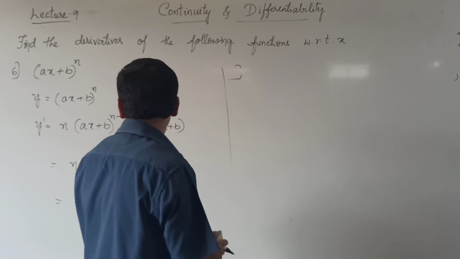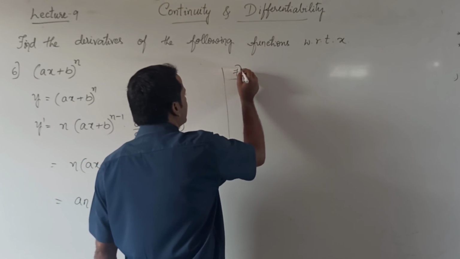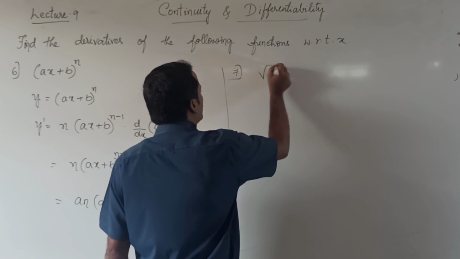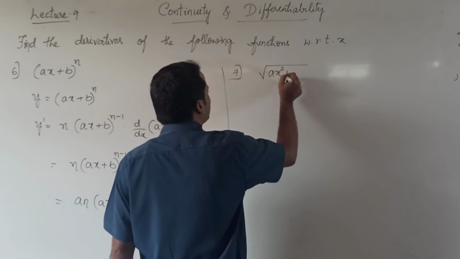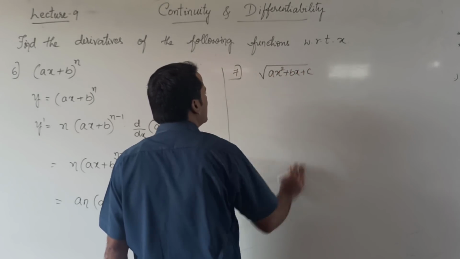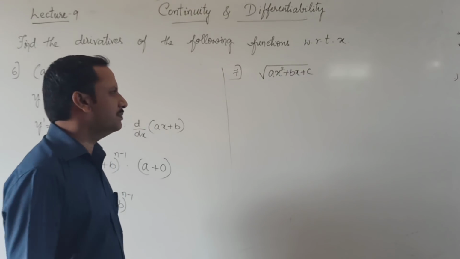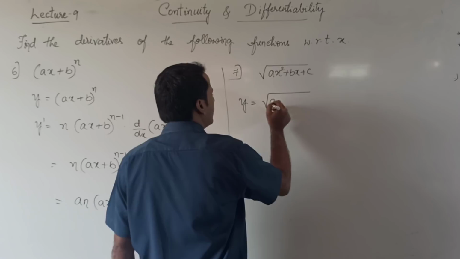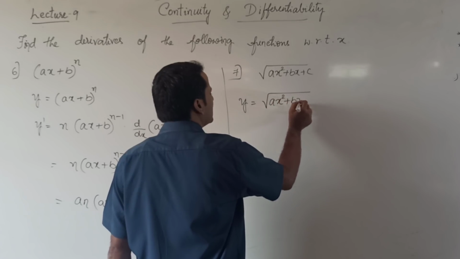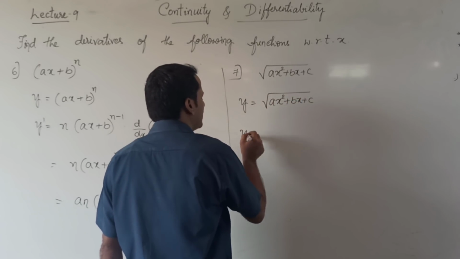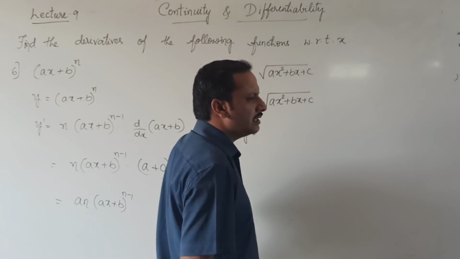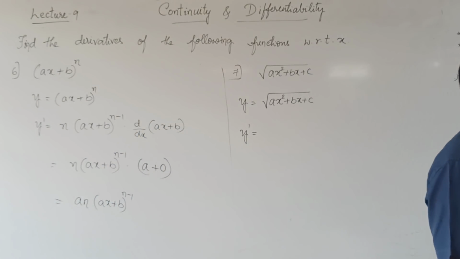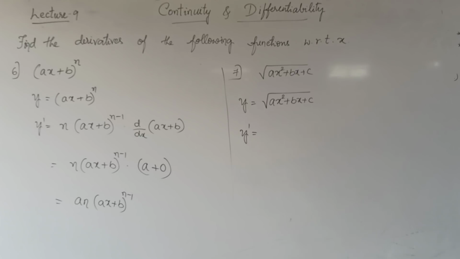Okay, next question. Seventh question: root of ax square plus bx plus c. So I treat this as y. Y equal to root of ax square plus bx plus c. Now y dash is equal to... This looks like root x. The derivative of root x is 1 by 2 root x.